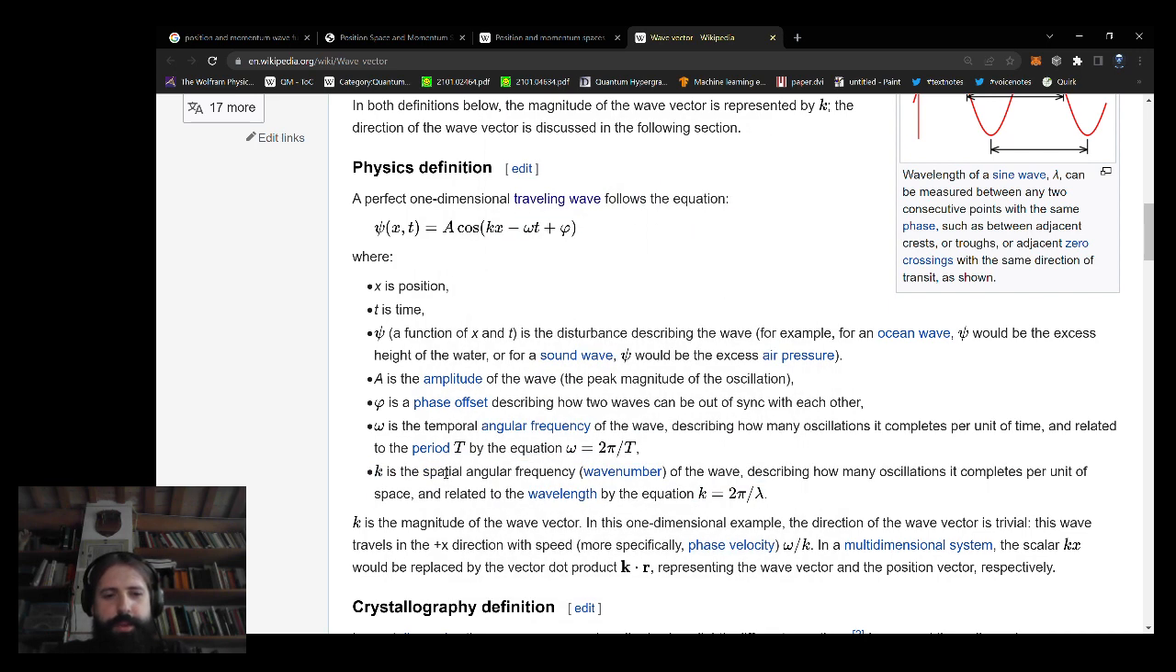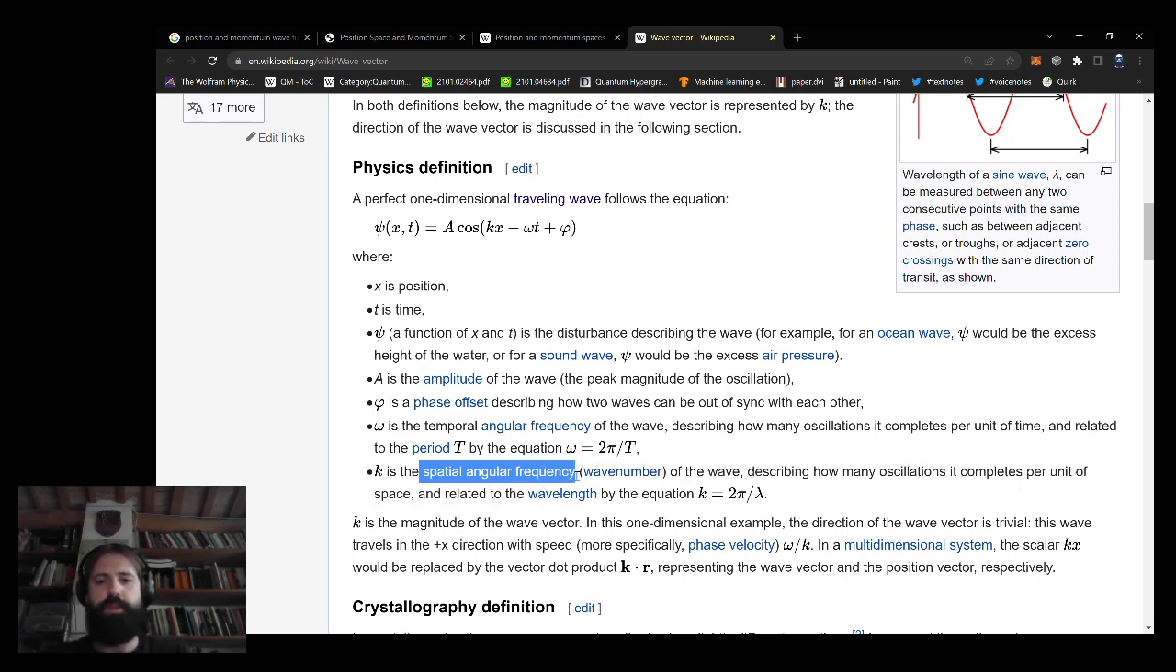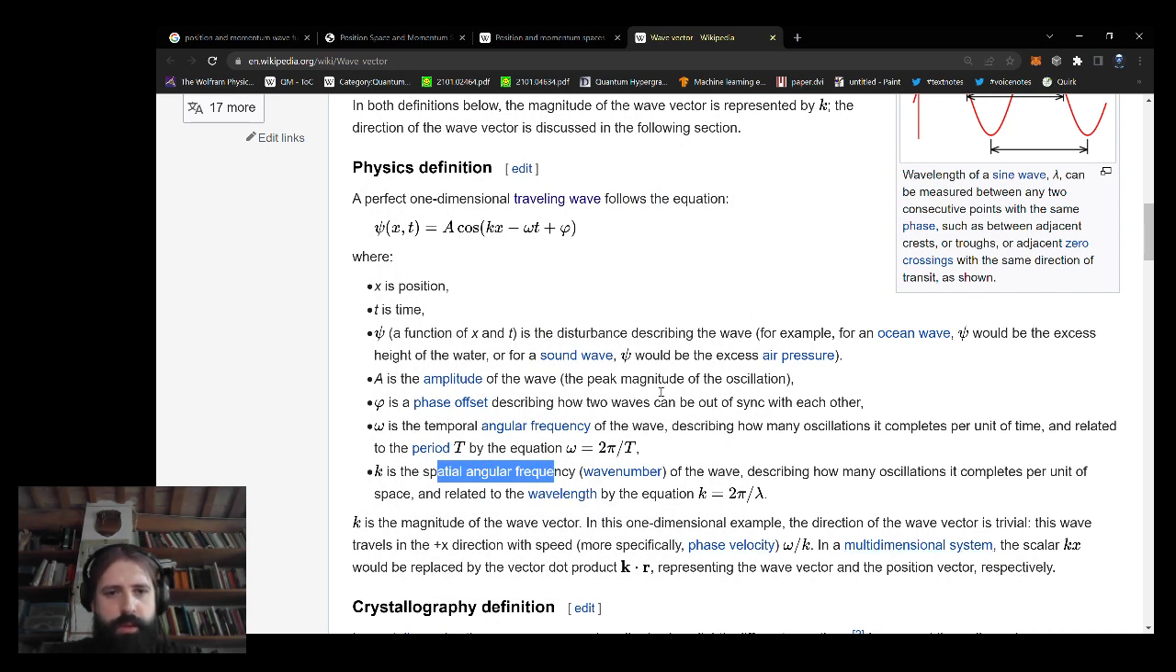Okay, but I've learned a couple of new things I didn't know about wave stuff. So there's the spatial angular frequency, and there's the temporal angular frequency, and then we have the phase velocity. Okay, I'll have to dig into this a bit more, definitely.